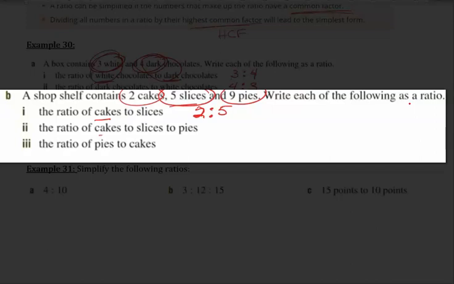Now I want the ratio of cakes, okay, that's 2, to slices, what do we got there? It says 5. To pies, well, you know what? We can do that too. We've got 9 pies. And finally, the ratio of pies. So because the word pies comes first, I'm going to write a 9, and I'm going to write my colon there to cakes. And it tells me that there are 2 cakes. Great, that's it. So you just have to follow the instructions.